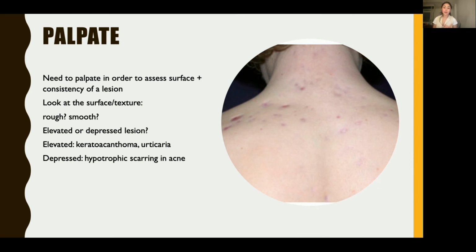For example, elevated lesions would be, as we mentioned earlier, the wheals in urticaria, where you're getting the dermal edema, so you can feel that on someone's skin elevated. Or if it's depressed, a common example would be hypertrophic scarring and acne. I've got an example of that. If you were to put your hand over that, you can literally feel depressed lesions. So that's just a nice thing to comment on. Next slide.